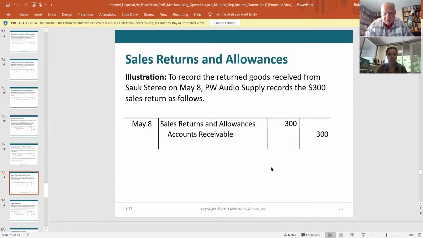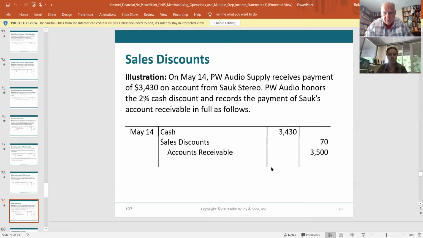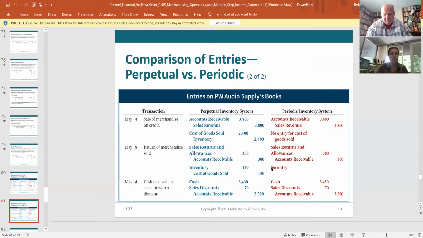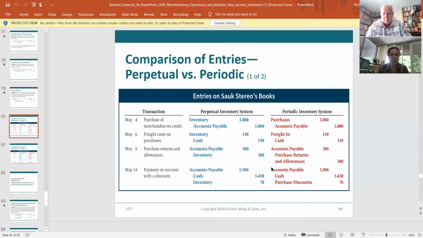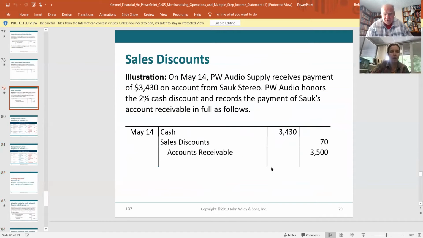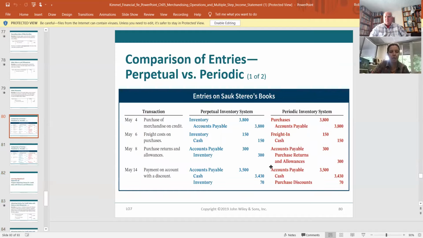Sales returns, that's what we were just looking at. Okay, here's sales discounts. This is a piece of paper. These next 2 pages, I believe. I'm telling everybody in the class, you should print out this page because it shows you the differences between the 2 methods, perpetual versus periodic. Let's look at the one key difference that I think will help you a lot.